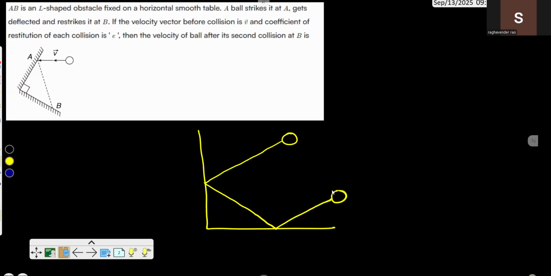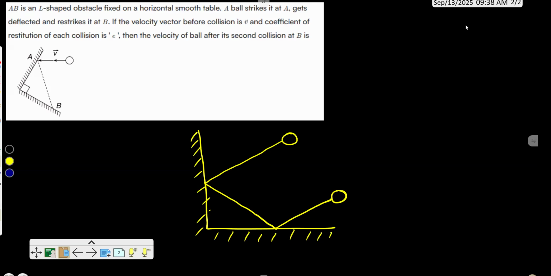Okay. So this L-shaped obstacle is immovable. If it is immovable, it means it will not have any velocity. So we will first understand what is meant by coefficient of restitution. Coefficient of restitution E is equal to velocity of separation by velocity of approach. That is our coefficient of restitution.